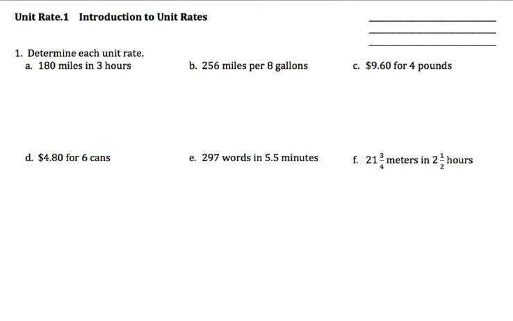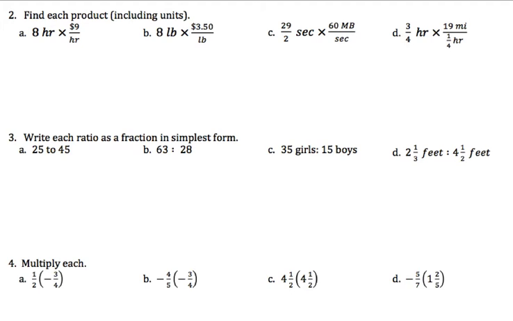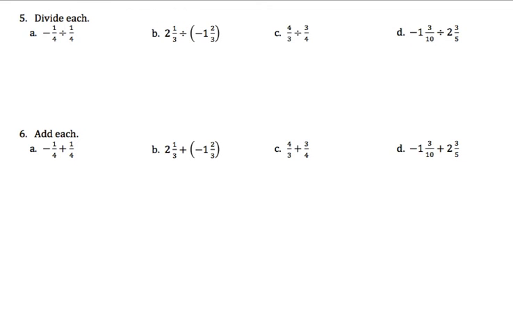Okay, in your practice, you're going to be determining unit rates. You just need to take top, divide bottom, and then use your units. You know, miles per hour, miles per gallon, words a minute, that sort of thing. Number 2, you're going to find the product, including units. So this is your dimensional analysis. On number 3, you write the ratio as a fraction in simplest form. You are going to have to do a complex fraction here. Just treat it as division. Number 4, review of multiplying fractions. Number 5, dividing fractions. 6, adding fractions.